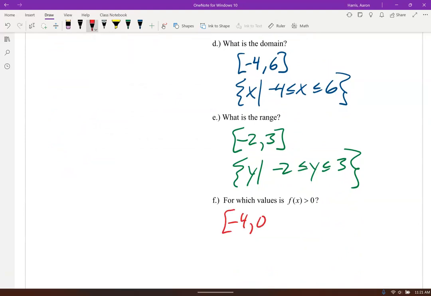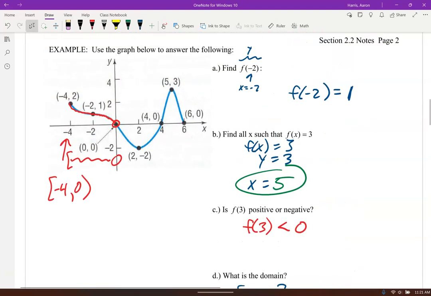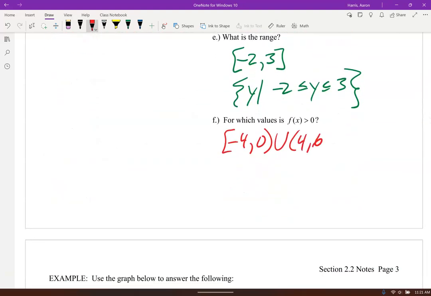-4 up to 0. But there's another part on the graph, so I'm going to say union, or you could put a comma between them as well, because this is also positive on the graph, right? It's above the x-axis. It's positive there. But I have to be above it, so I cannot include those points from 4 to 6. So from 4 to 6 as well.